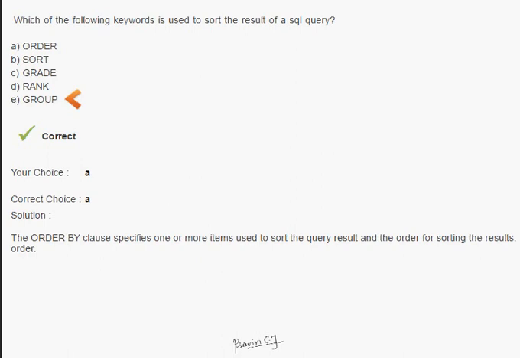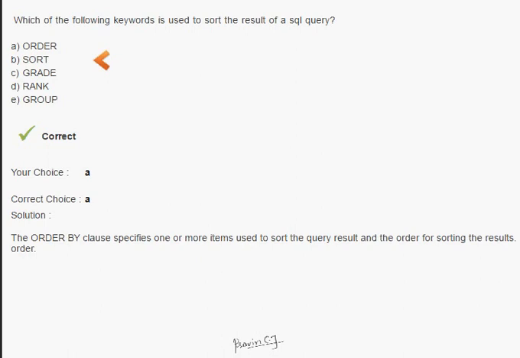Rank is not going to give us a sorted array, but I think rank is also one of the functions. Yes, it's one of the functions. Grade is not a function. Sorry, rank is one of the keywords. I don't know about grade, but regarding sort, we know sort is not exactly a keyword, but order is a keyword, and order by is a clause.